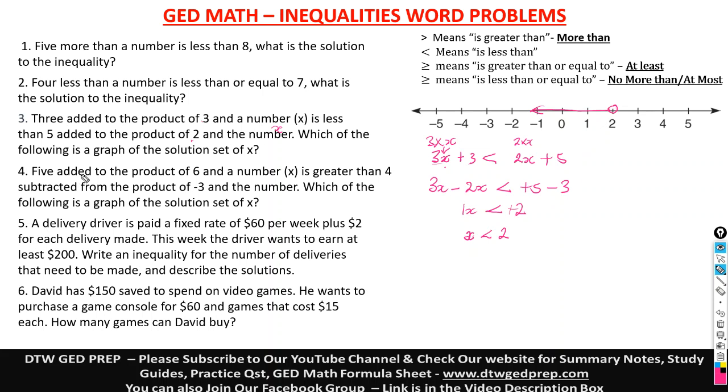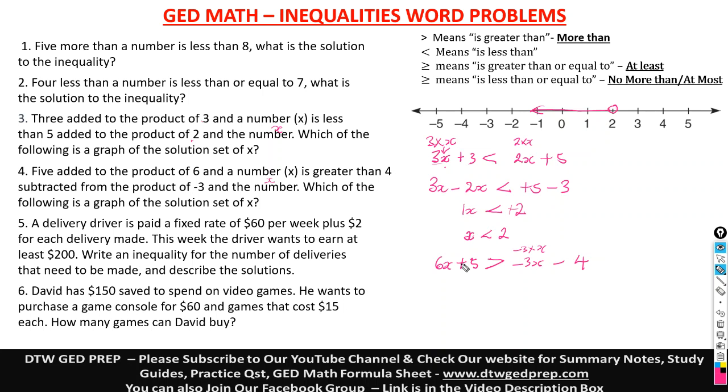Now, number 4 says 5 added to the product of 6 and a number. The product of 6 and a number is 6x. So 5 added, plus 5, is greater than 4 subtracted from the product of negative 3 and the number. The number is x. So the product of negative 3 and a number is negative 3 times x, which is negative 3x. Subtracted from, so that's minus 4. Do you see that? Now we solve. This is our expression.